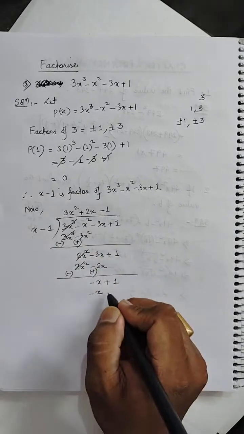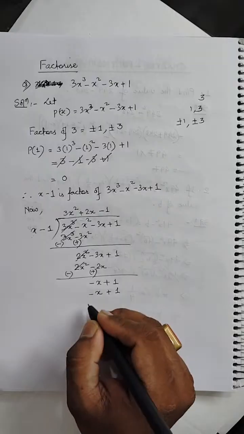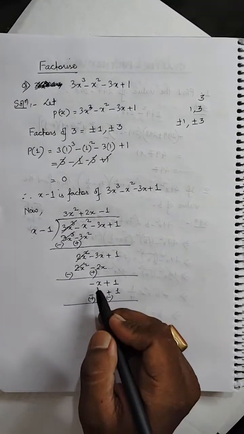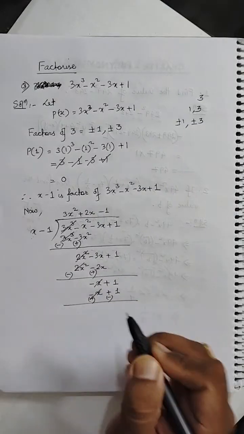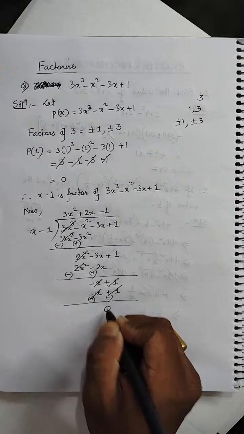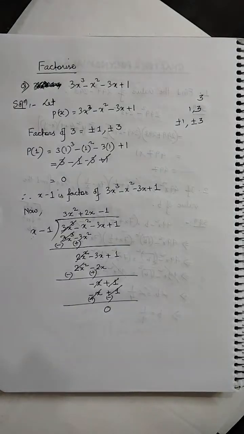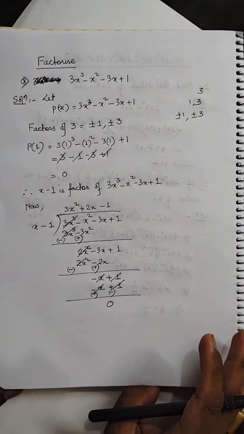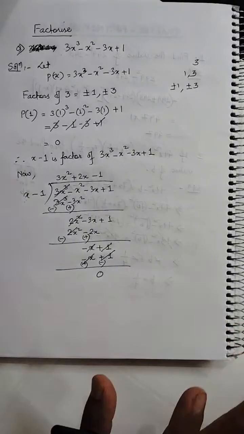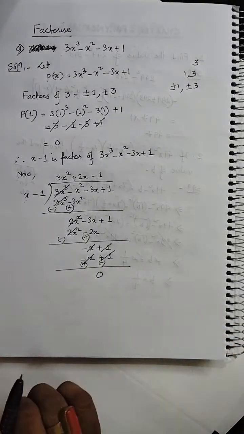Minus 1 into minus 1 is plus 1. So we are going to subtract, so the sign will change. So this is negative x and positive x will get cancelled, and positive 1 and negative 1 will also get cancelled, and our remainder is 0. Okay, now we have completed, should I say, 66% of the solution. A little more is still left to do.